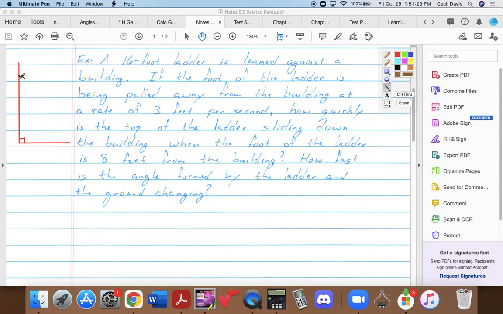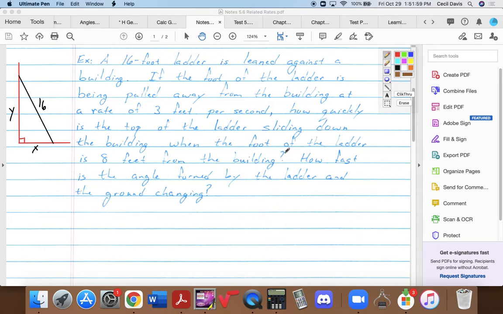All right, so the ladder leans against the building like so. The ladder doesn't change length, so put the length on it. Anything that changes gets a variable. So, in this diagram, this distance is changing. So let's call it y. Let's call this x. Both of those are changing over time.